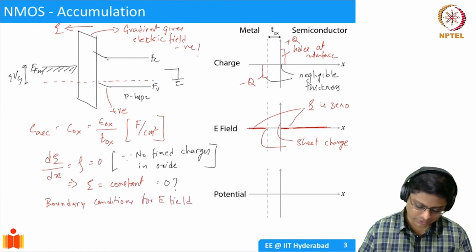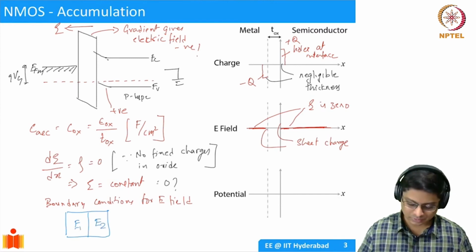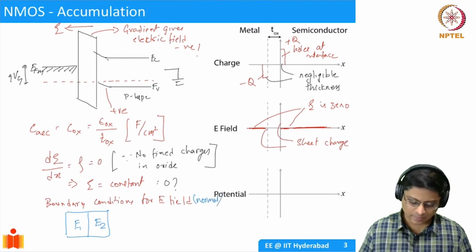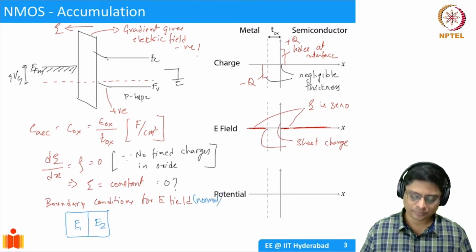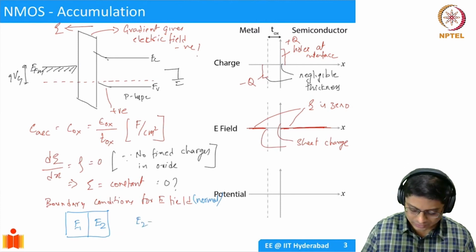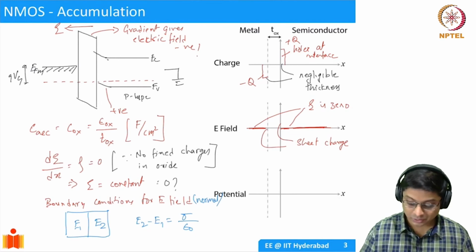So if I have two regions, E1, E2, and I'm looking at the normal component, okay? Normal component only I want to look right now. If I have this scenario, what is the relation between E1 and E2? Well, you know that E2 minus E1 should be equal to sigma by epsilon naught, right?